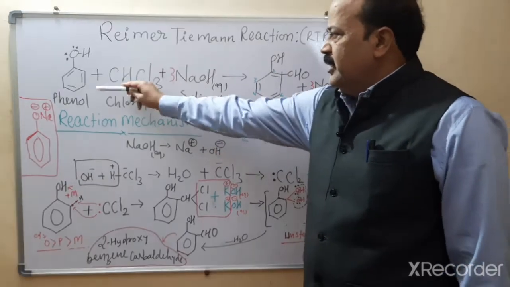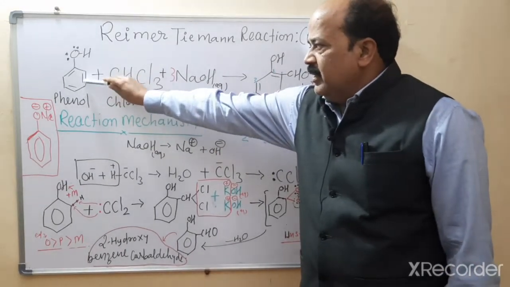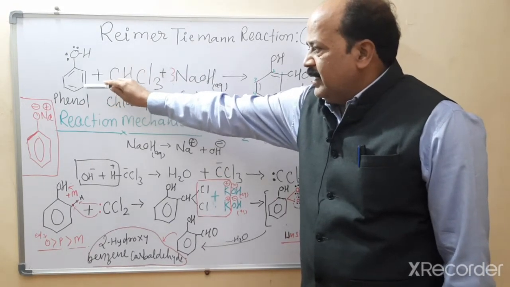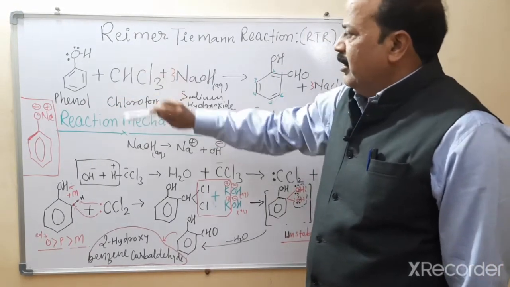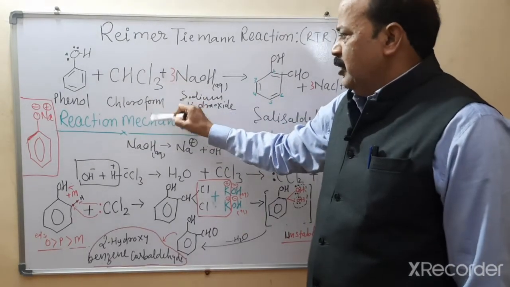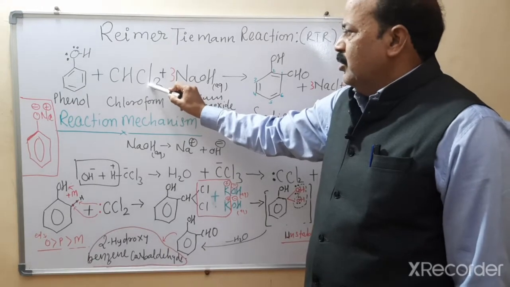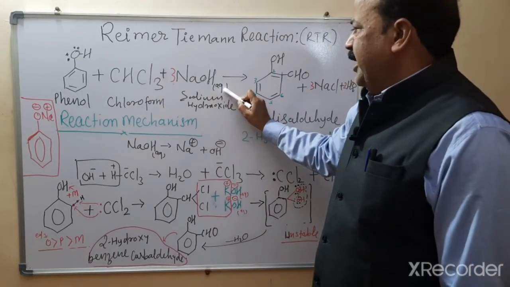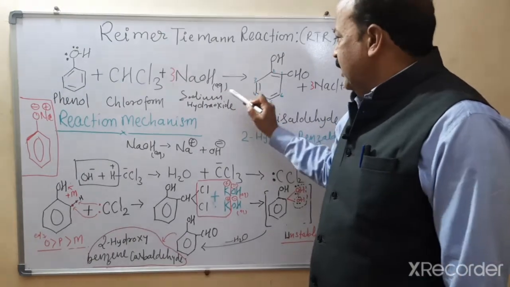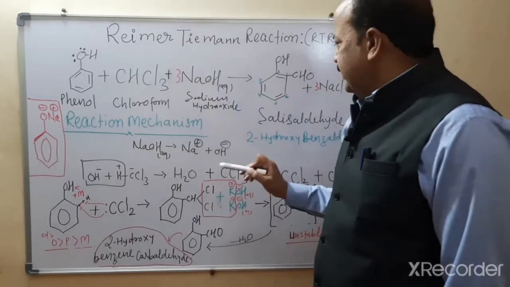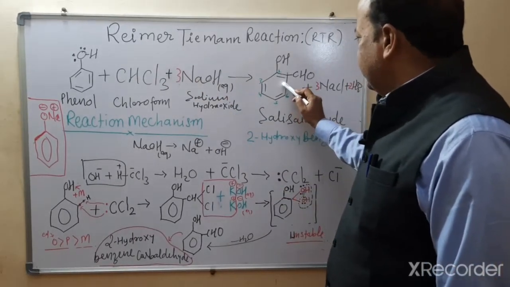So you all know that this is phenol, a benzene ring having the OH group. Its another name is carbolic acid, and this is chloroform, CHCl3, whose IUPAC name is trichloromethane, and this is sodium hydroxide. It should be aqueous, not alcoholic. And after the reaction of these three reagents, this product will form.